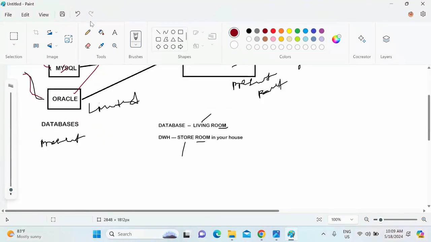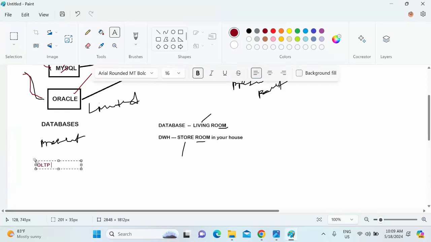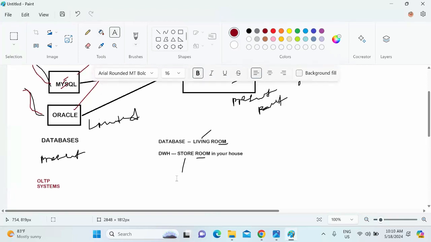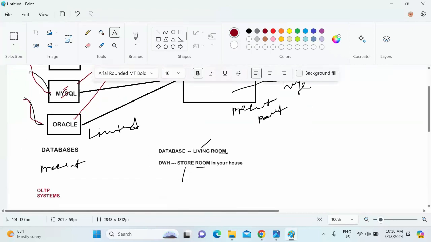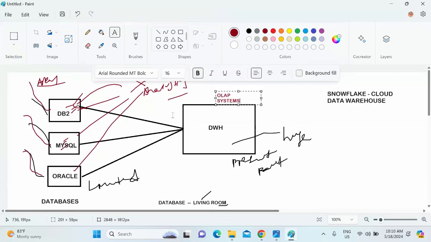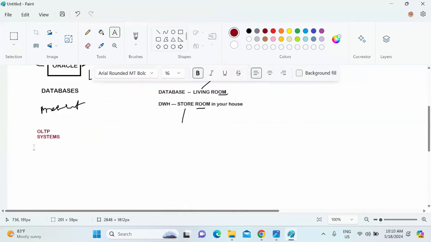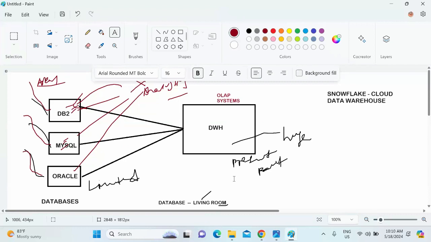Databases, we call them OLTP systems, that means online transactional process systems. Whereas data warehouses, we call them OLAP systems, that means online analytical process systems. Databases are connected with the real-time applications, and store all your transactions and ACID properties from that particular application, for a limited period. Whereas data warehouses maintain data from different sources. Simply, databases will support within GBs, whereas data warehouses will support TBs, petabytes, and more.